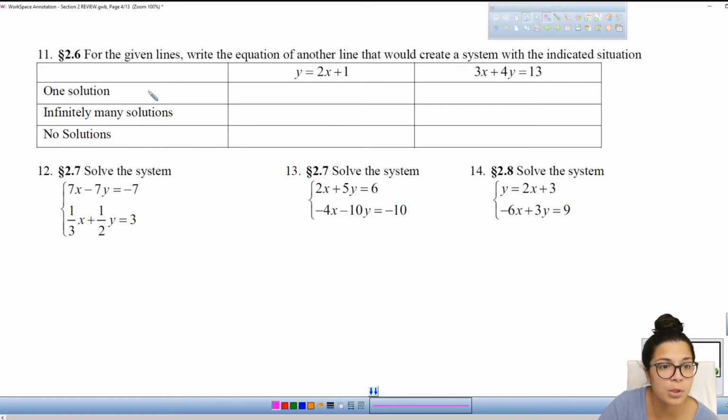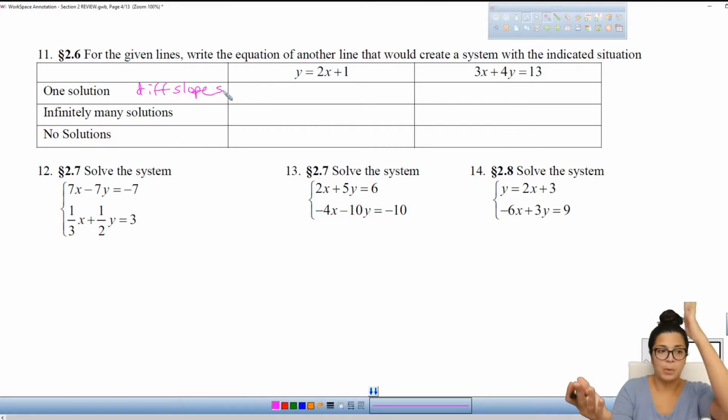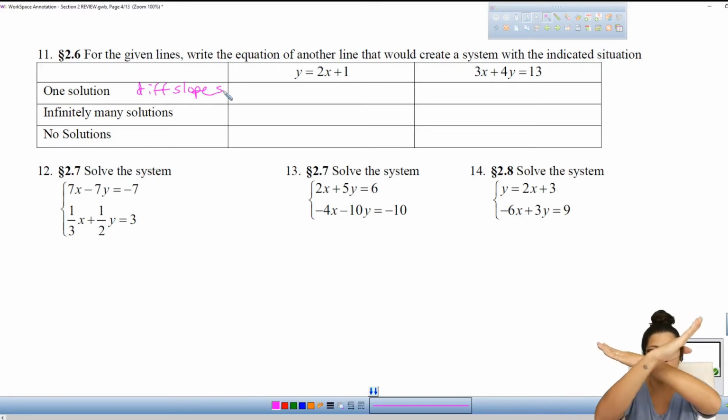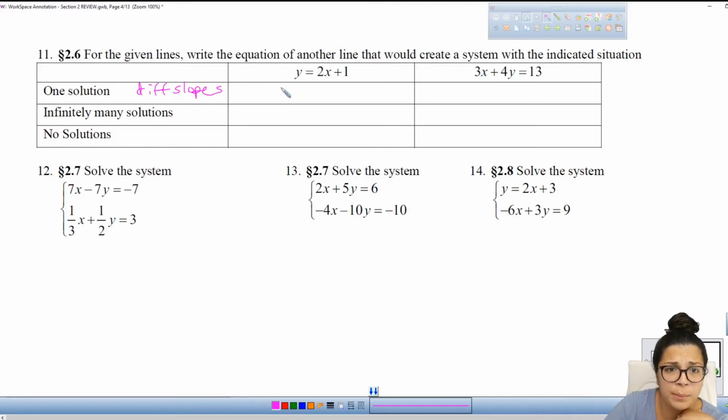One solution would mean that they have to have different slopes, right? So that one is going one way, the other one is going another way, and then they would actually cross at one point. So any different slope will work. The y-intercept could be the same, it could be different. As long as the slope is anything other than 2, you're going to have one solution. Let's go ahead with 3.